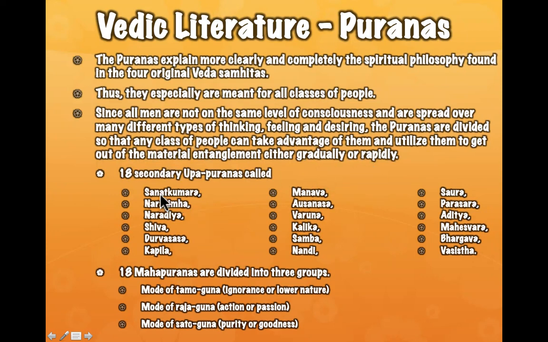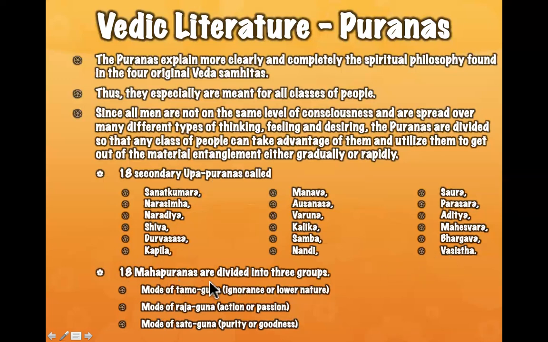So there's 18 secondary Upapuranas. These are the names: Sanat Kumar, Nrsimha, Naradiya, Shiva, Shiv Puran, Durvasasa, Kapil, Mannava, Oshanasa, Varuna, Kalika, Samban, Nandi, Saura, Parasara, Aditya, Maheshwara, Bhargava, Vashishta.